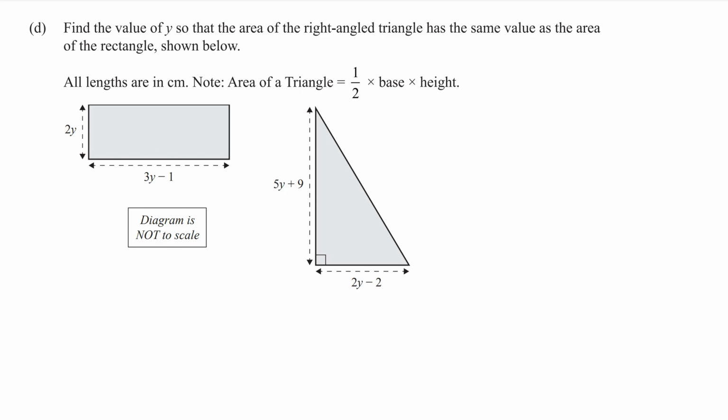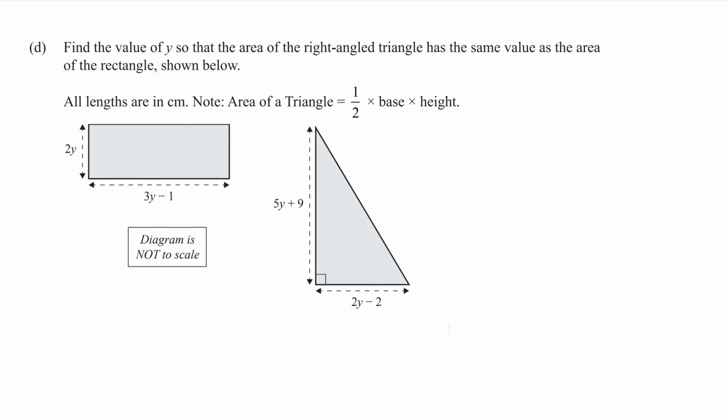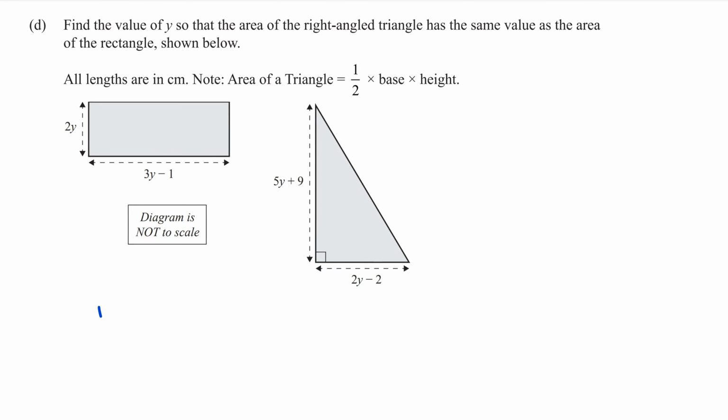So basically what we're going to do is like this. Let me see how much space I've got. I've made some good space. That's fine. So let me show you guys. Basically, we have area of rectangle equals area of triangle. Now the area of rectangle is base times height. Area of triangle is half times base times height.